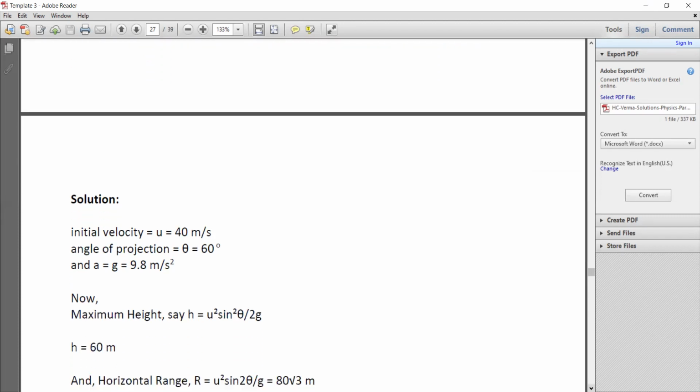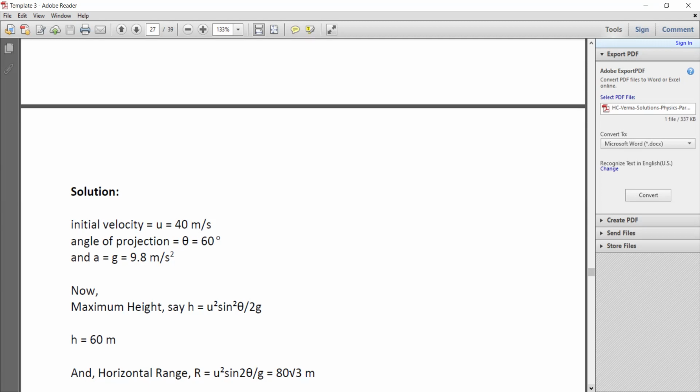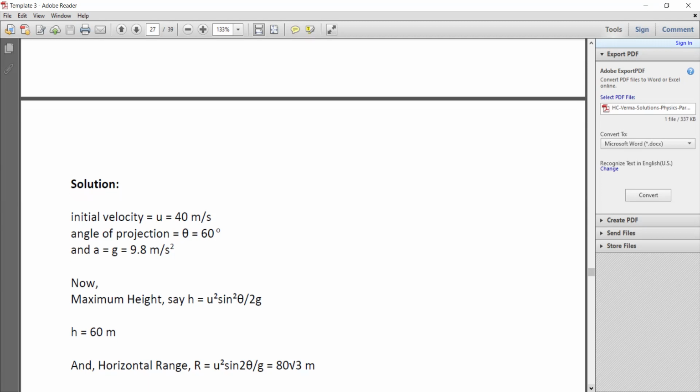Solution. Initial velocity u = 40 meters per second. Angle of projection theta = 60 degrees. And a = g = 9.8 meters per second squared. Now, maximum height H = u squared sin squared theta by 2g = 60 meters. And horizontal range R = u squared sin 2 theta by g = 80 root 3 meters.